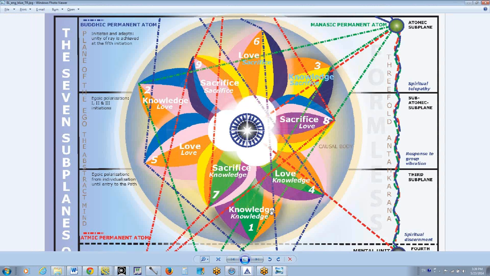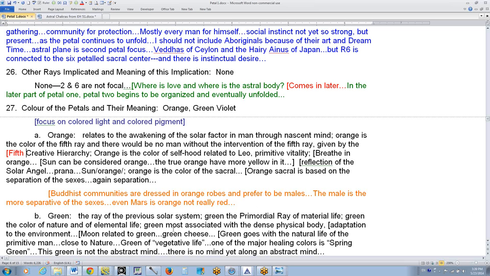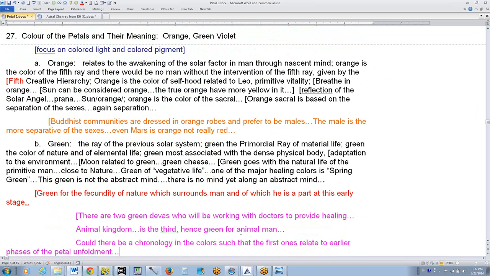So here it is. Orange is the leading color here and throughout the entire Egoic Lotus. What about green? Well, it's the ray of the previous solar system, the activity system. It's the previous solar system related very much to the personality of the solar logos. Green, it's the primordial ray of material life. It's the color of nature and of elemental life.